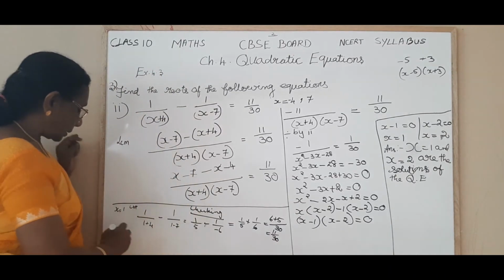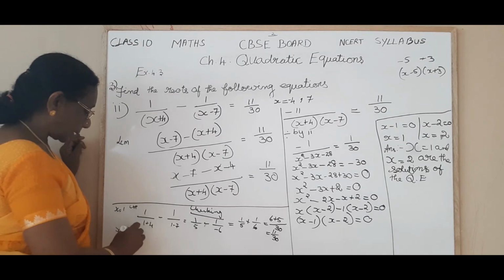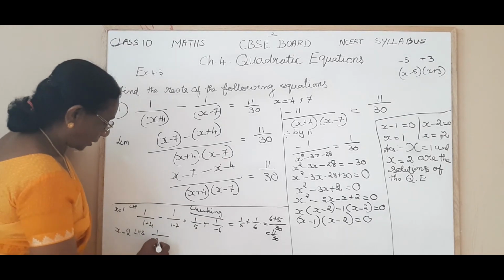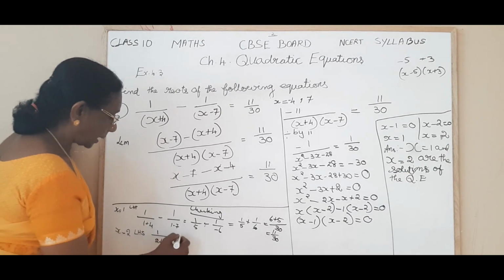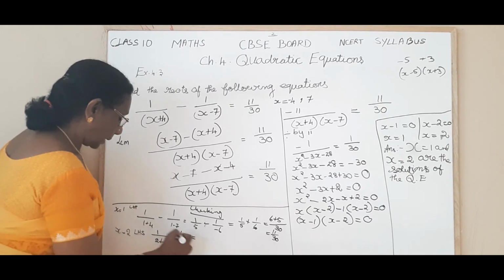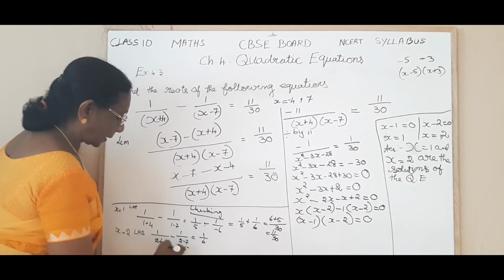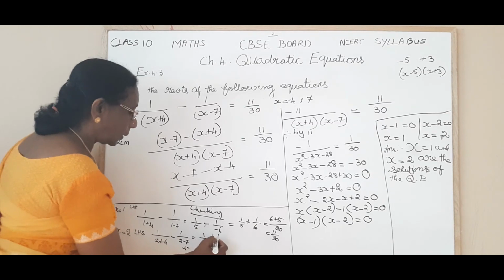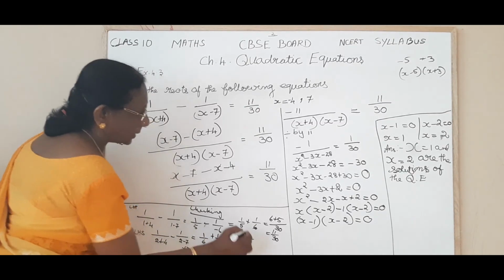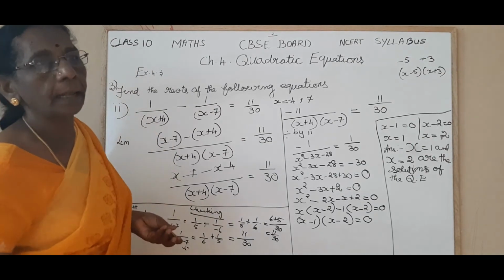The same way you can check for x is equal to 2 also. LHS: 1 by 2 plus 4 minus of 1 by 2 minus 7. That is equal to 1 by 6. You will get minus 5 here, minus of minus, plus 1 by 5. Again, 30 LCM, 11 by 30 is the answer. Is it clear, children? So your answer is correct.